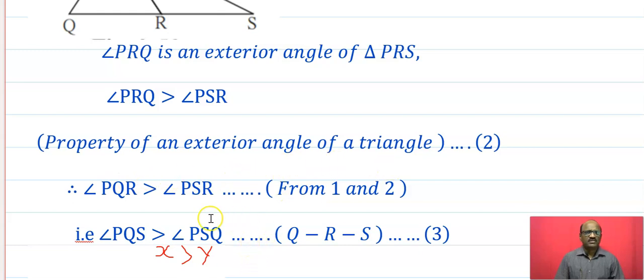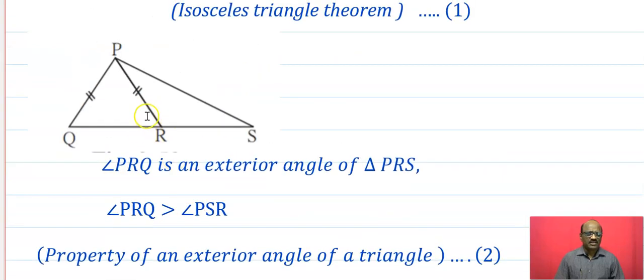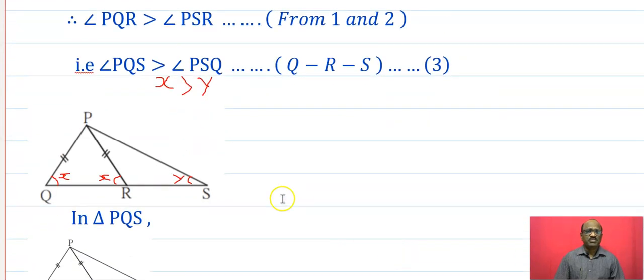Now what will happen? The measure of angle PRQ and the measure of angle PQR, these two angles are the same. Therefore, the measure of angle PQS is greater than the measure of angle PSQ, and this we want to prove. That is what we want to prove.